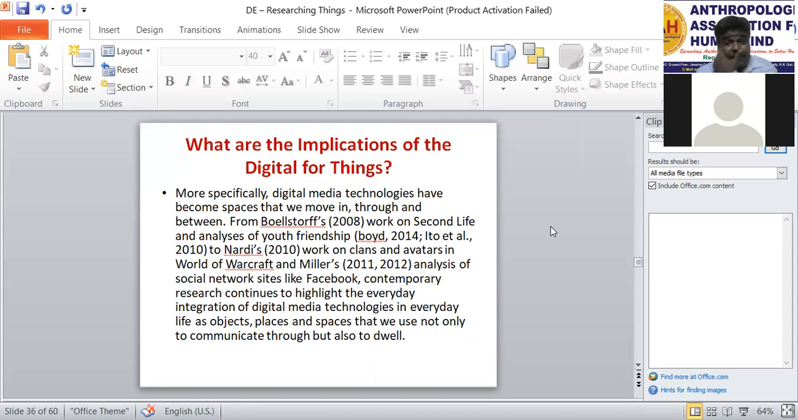More specifically, digital media technologies have become spaces that move in, through, and between.